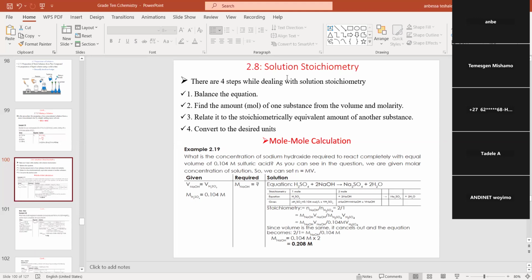Or you can convert a substance to the mole by density. Density is equal to mass over volume. In that way we can also find the mole. The other thing is the third step, calculating the stoichiometric equivalence. After we calculate the stoichiometric equivalence, we have to convert to a desired unit.